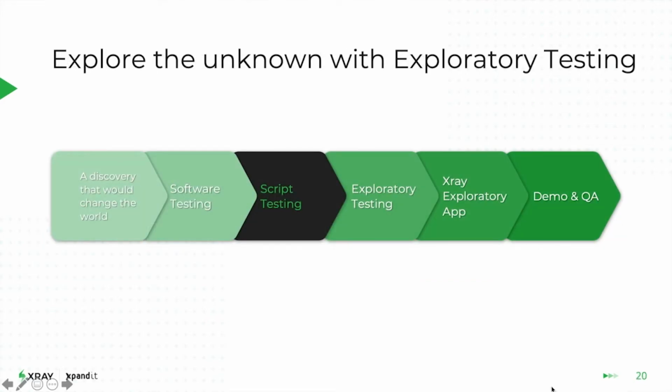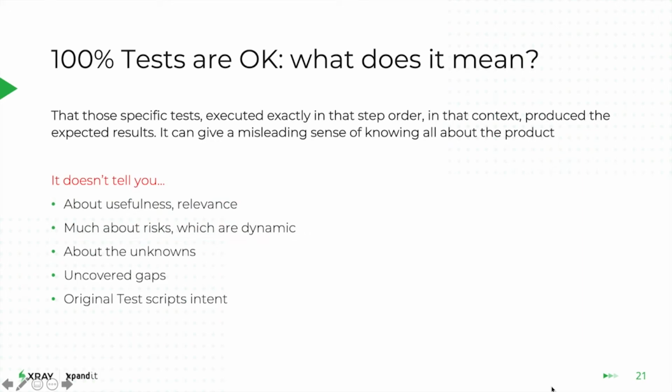But when we look at script testing, we can immediately see, I think it's very common sense, that when we are just testing a script, following some specific steps, and all of those steps are passing, does it actually mean that everything is okay with our product? What about the usefulness of that specific feature? What about the relevance? What about the risks of implementing such a feature? What about the unknowns around that specific feature? The gaps that we are not actually covering in those specific scripts, in those specific test cases.